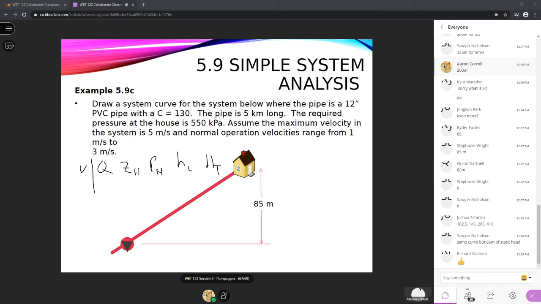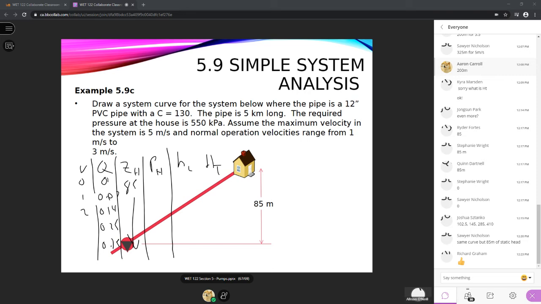So column 1, column 2, column 3, so this is going to be 85 all the way down. And our flows are going to be the same as they were before, 0.107, pardon me, 0.14, 0.25, 0.35. Our velocities were 0, 1, 2, 3.5, and 5.